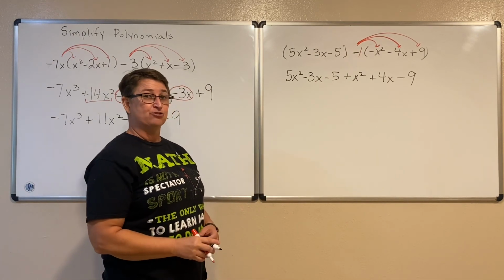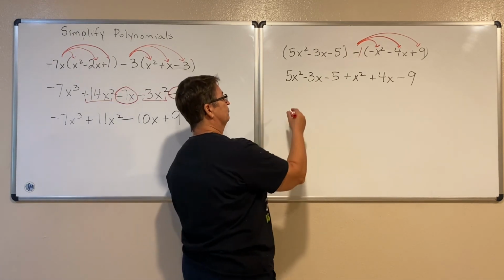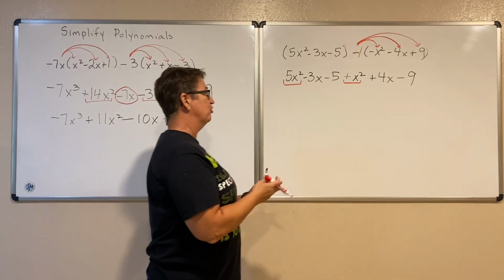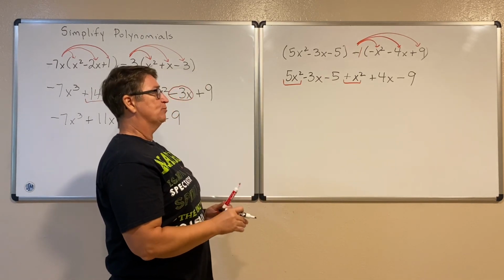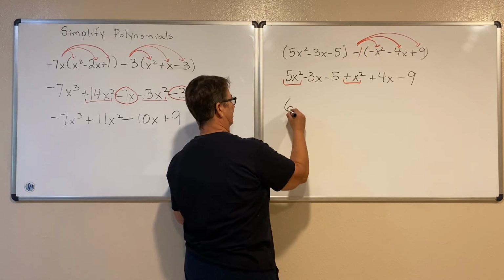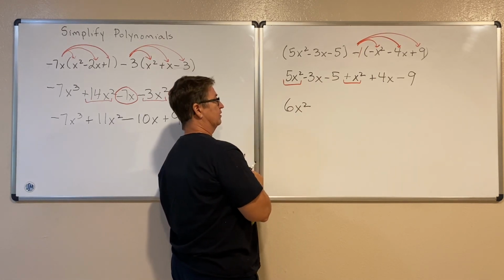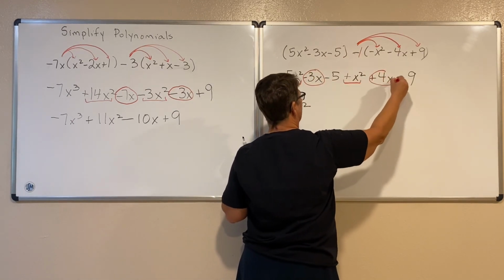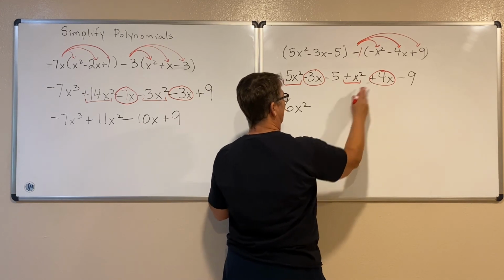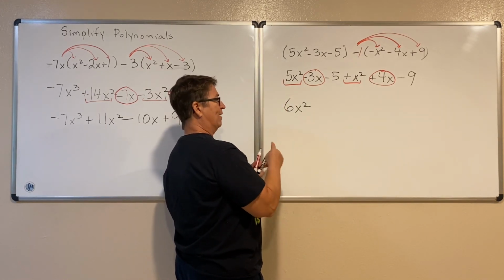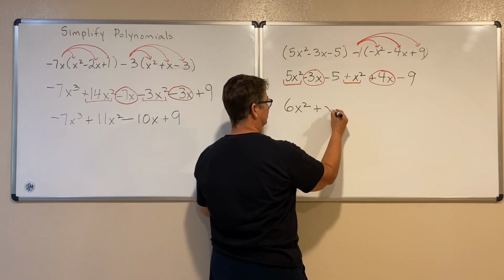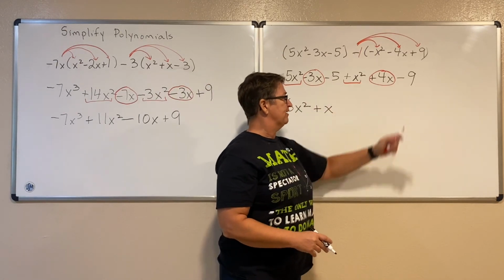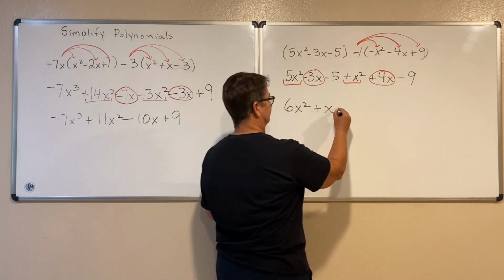Now we're going to combine any terms that we have that are alike. So here I have an x squared, and there I have an x squared. So I can add those together. 5x squared plus 1x squared gives me 6x squared. I can combine my x terms. So I have a negative 3x plus 4x. Well, 4 minus 3 is just 1, so that leaves me with just 1x. And then I have a negative 5 and a negative 9, which makes negative 14.